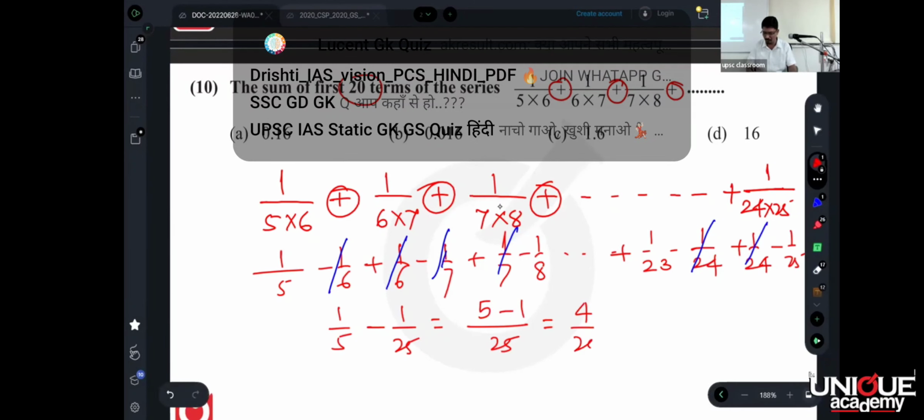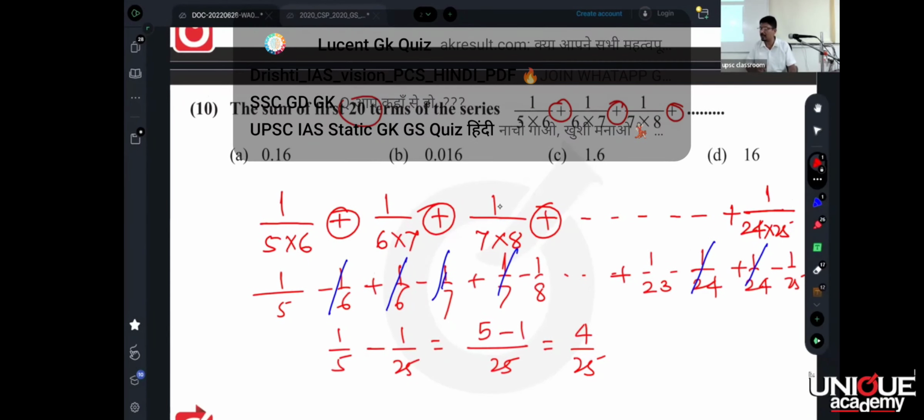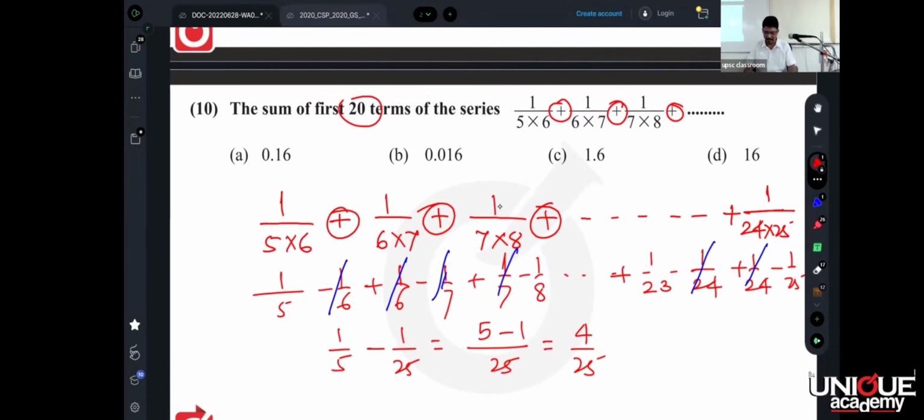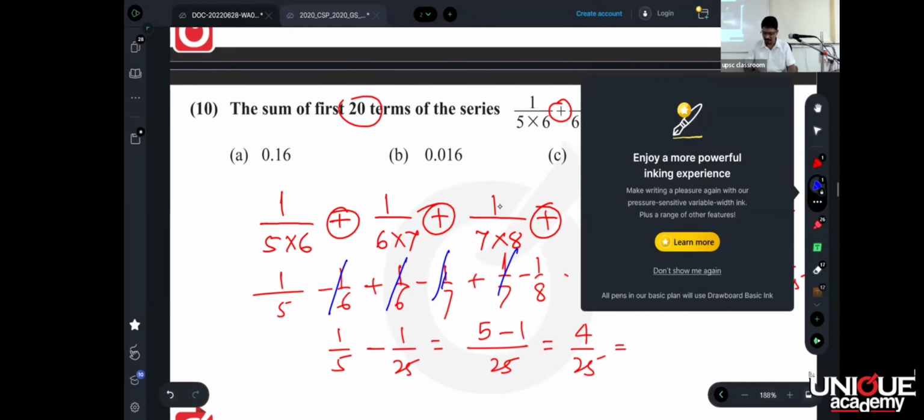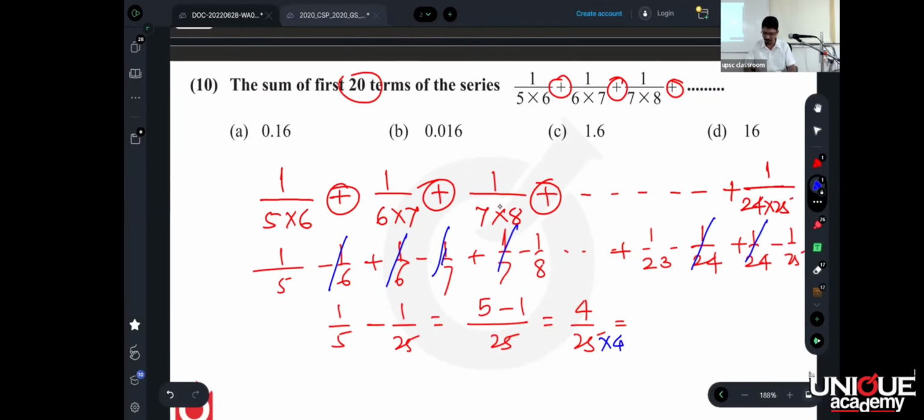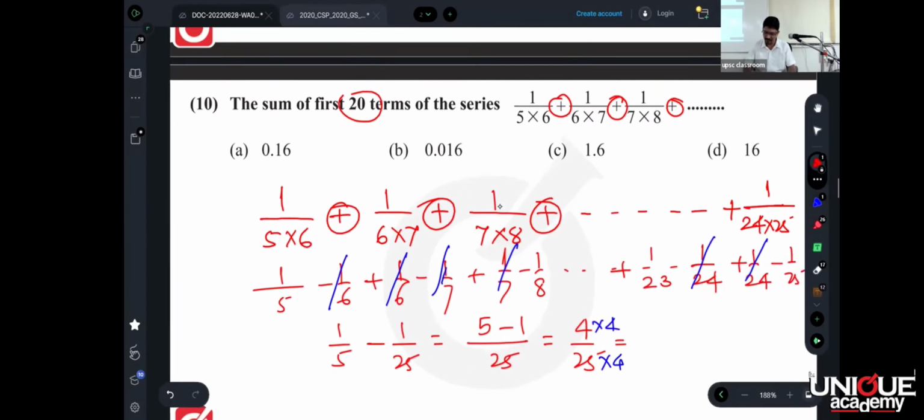Is it clear? But all the options given are in decimals or whole numbers, and because of that, this has to be converted to decimal. Because 25 into 4 is 100, 4 is also to be multiplied by 4. So it is how much? 16 upon 100. That is 0.16. Is it clear? Got it?